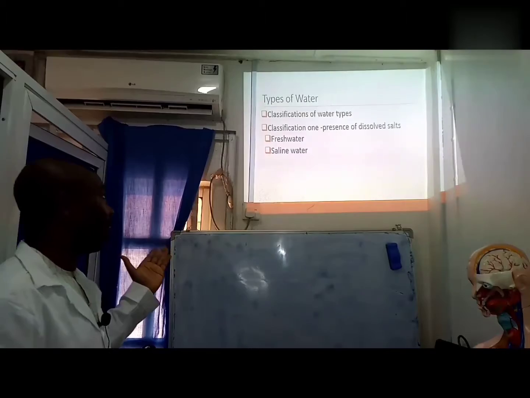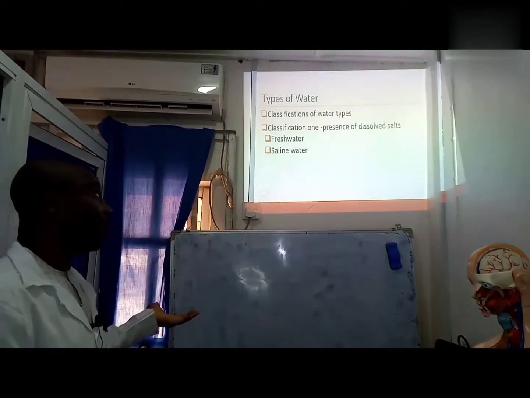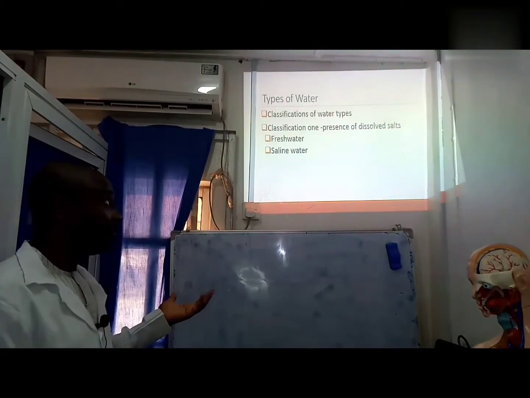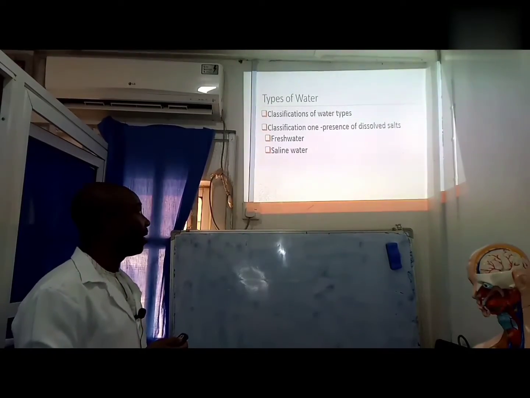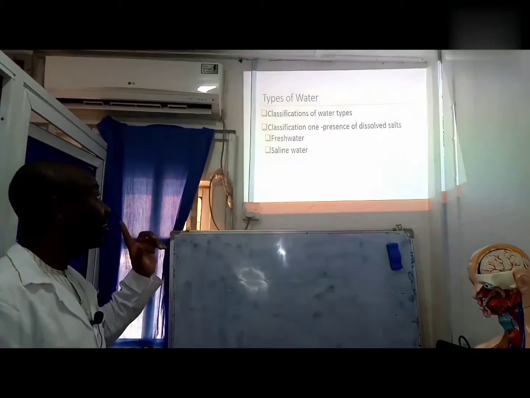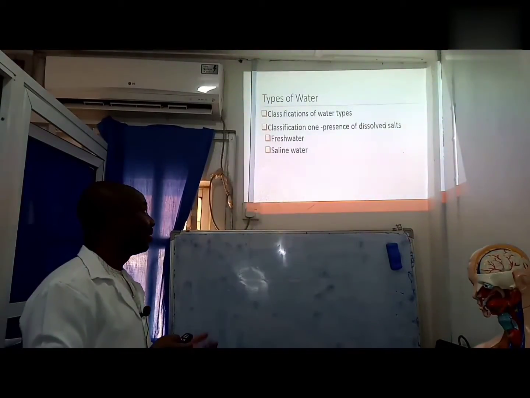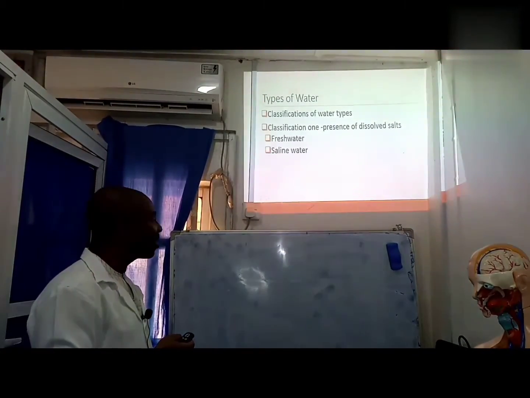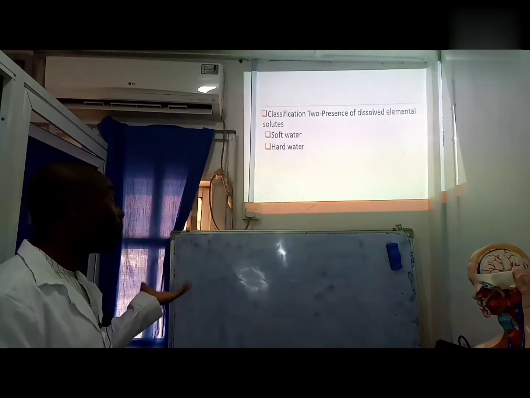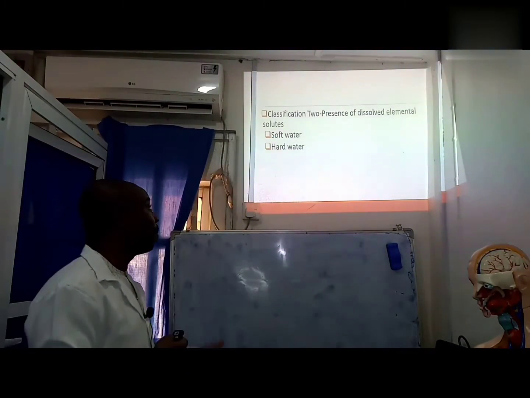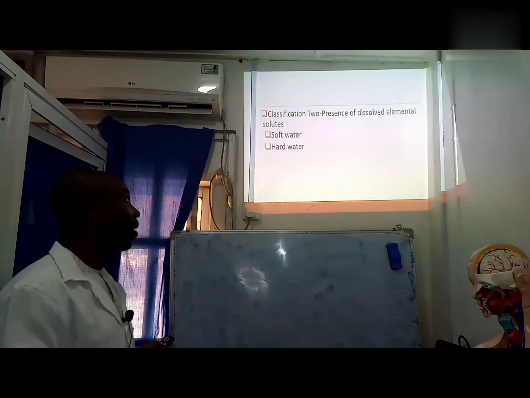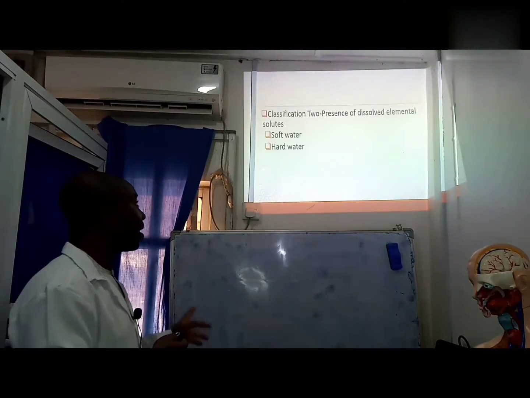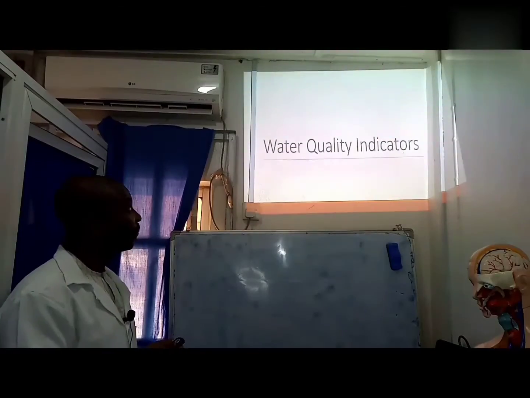We can classify water into fresh water or saline water based on dissolved salt. Like in the oceans, we have saline water, and we don't want saline water. Nobody likes to take that because of the risk it poses. So all this calcium and magnesium in water makes it hard, and when those are not there, we call it soft water.